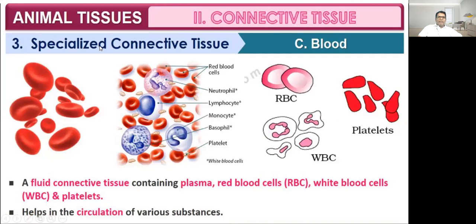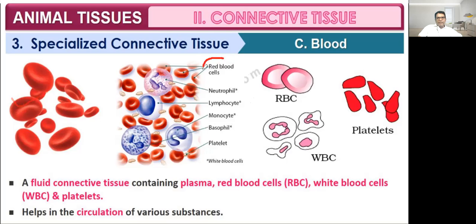The third specialized connective tissue is blood. Blood is a fluid connective tissue containing plasma, red blood cells, white blood cells, and platelets. It helps in the circulation of various substances. After digestion, many substances are transported to different parts of the body with the help of blood.